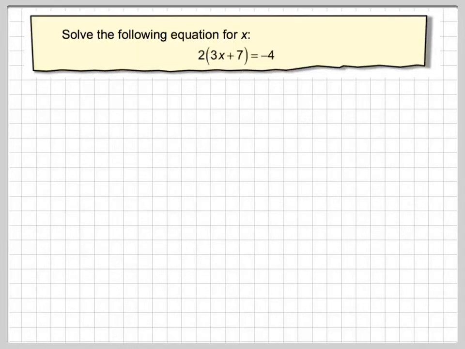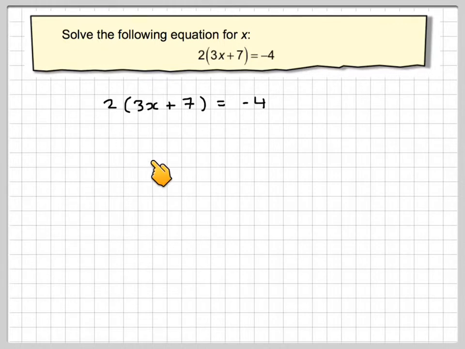Solve the following equation for x. 2 brackets, 3x plus 7 is equal to minus 4. So we've got some brackets here that need to be removed. Okay, so we write down, first of all, the equation.